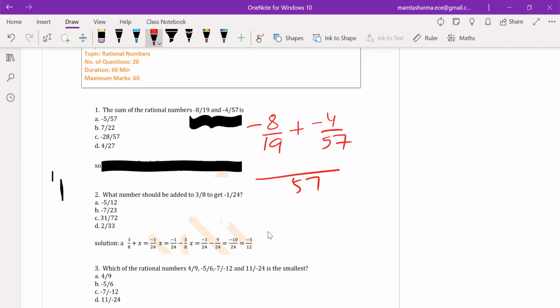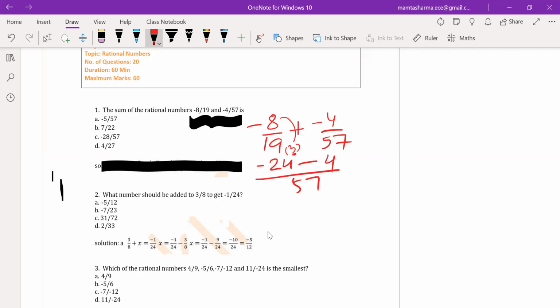Then divide 57 by the denominators, and then we should add those. If we get the same denominator, we can add. 19 threes are 57. Now multiply this. 8 threes are 24, so 24 by 57 plus minus 4 by 57.